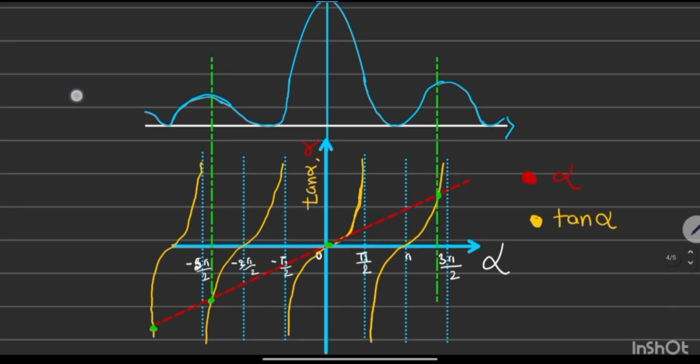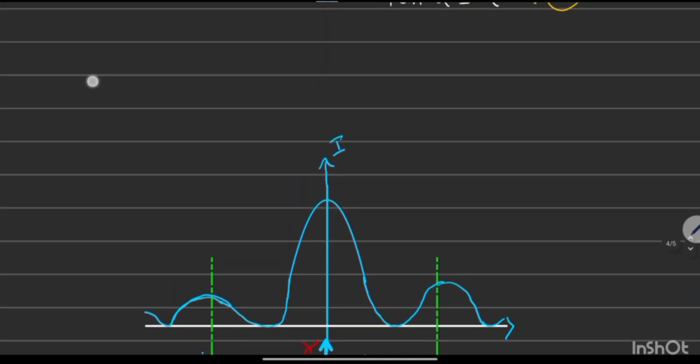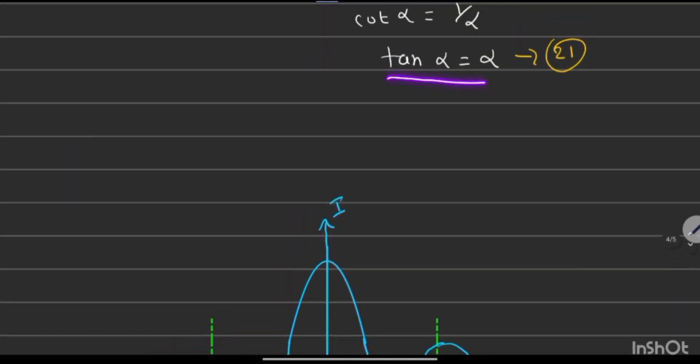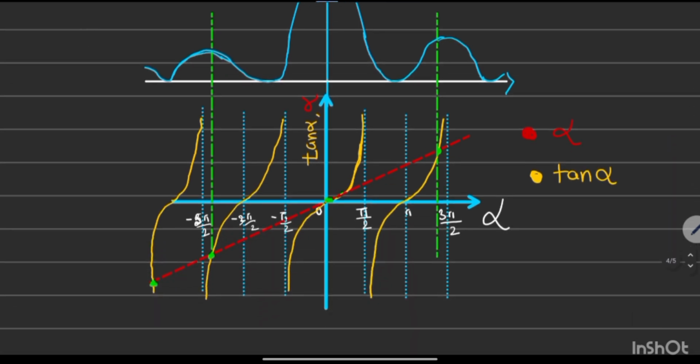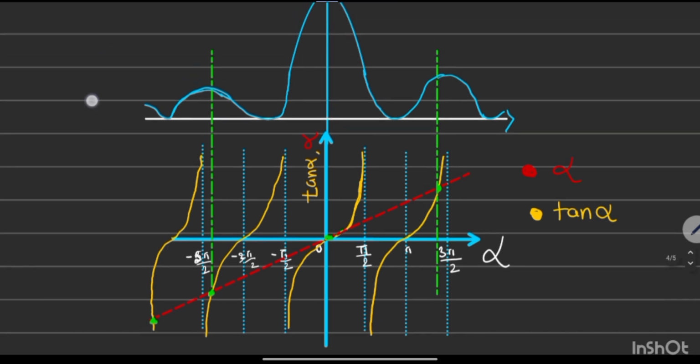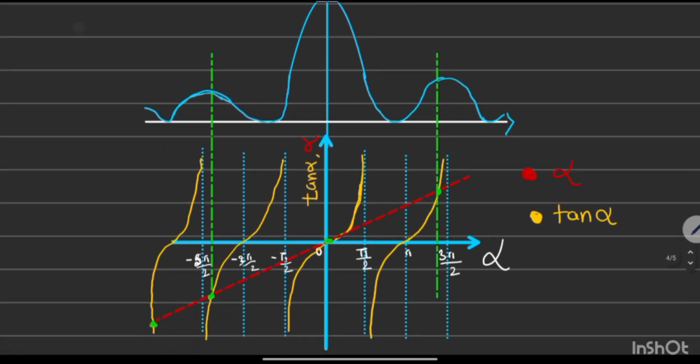As I told, the solutions are given by the values of alpha at which these two functions are equal, whenever these two lines are crossing. Here is the point where alpha and tan alpha are meeting. Again the meeting point is here, and again here. So here we have four such solutions, and these are the places where we get the intensity as maximum.